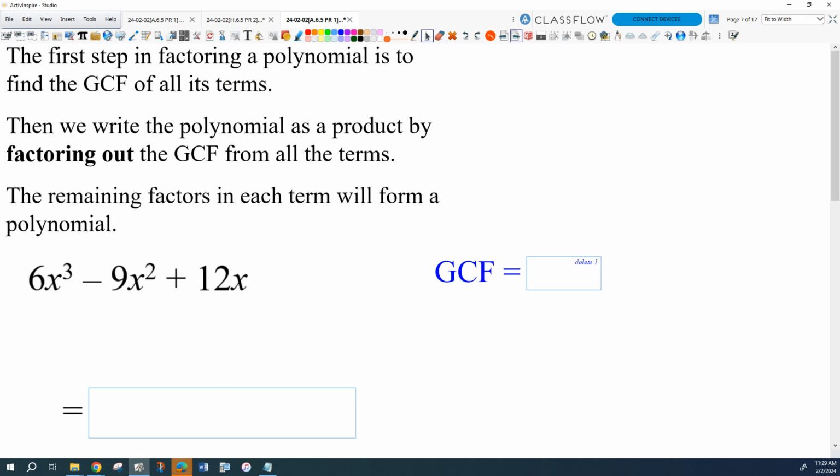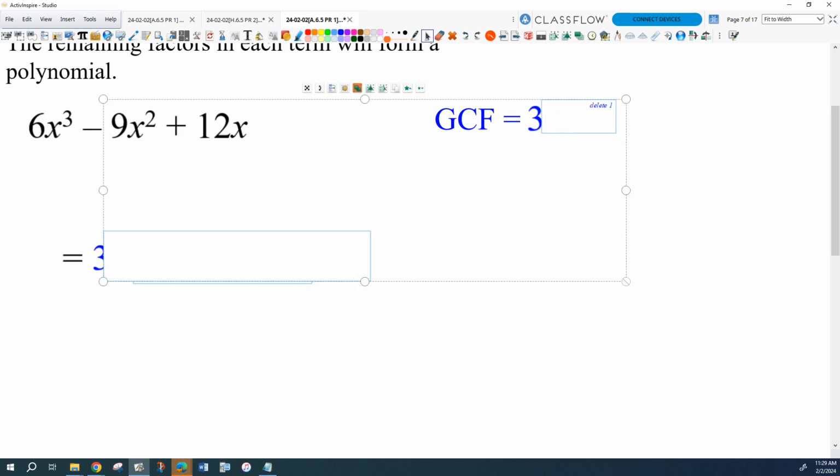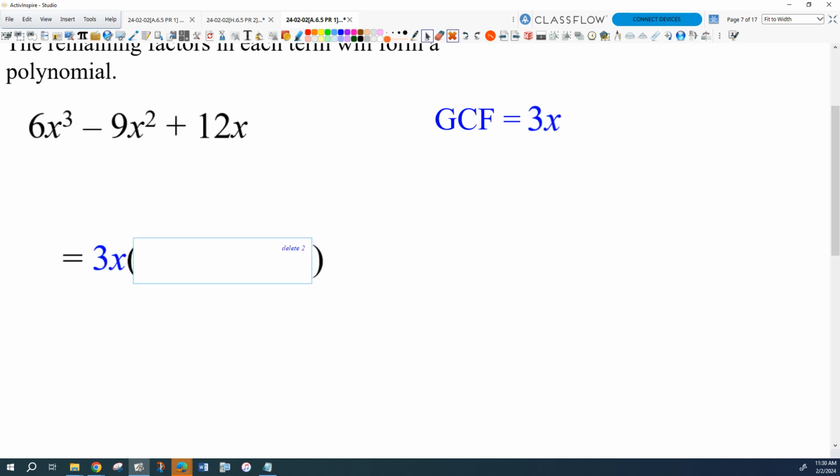This time our goal is to actually factor this polynomial. So our goal is to write this as a greatest common factor times something else. The greatest common factor is 3x. The number part would be 3, and the biggest power of x would be x to the 1. Now, you've got to really pay attention here.